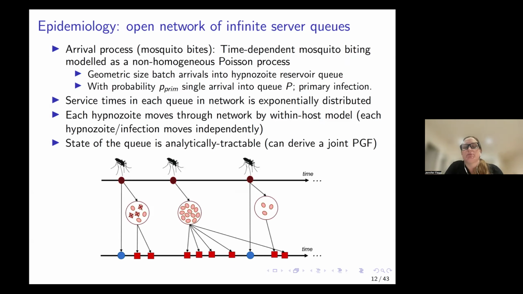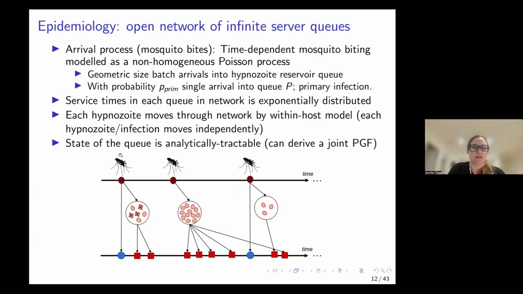Okay, so this is for a single mosquito bite. Obviously, then we want to build up to an epidemiological setting where you have multiple mosquito bites. So we now have an arrival process, which is the biting of the mosquito, which is time dependent, and that's modeled as a non-homogeneous Poisson process. So we have this geometric size arrivals in the hypnozoite reservoir. So each mosquito bite gives rise to a random number of new hypnozoites.